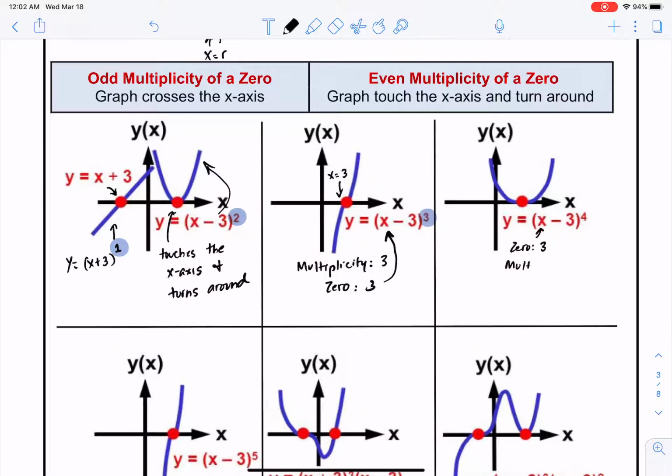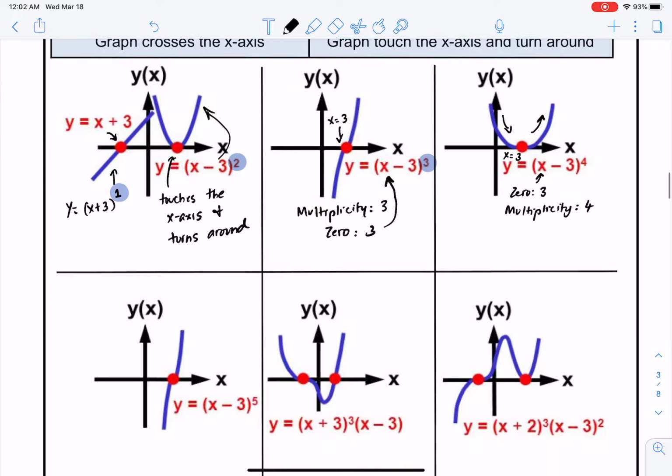Over here, when x is equal to 3, that function would become 0, because 3 minus 3 is 0. The multiplicity here is 4, which is even. So the function, that red dot, is actually x is equal to 3. So it is the 0. The function is coming down, touches the 0, and turns around in the other direction.